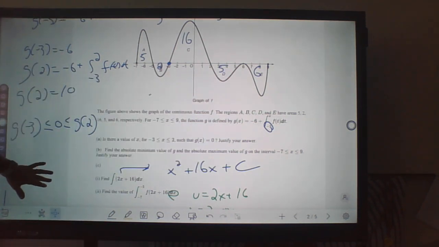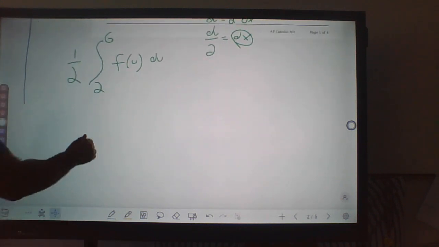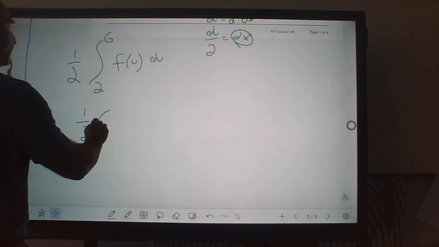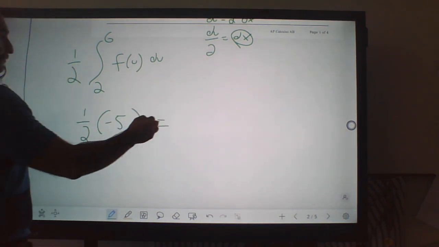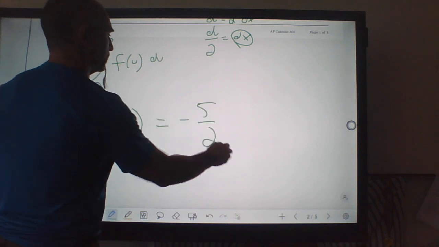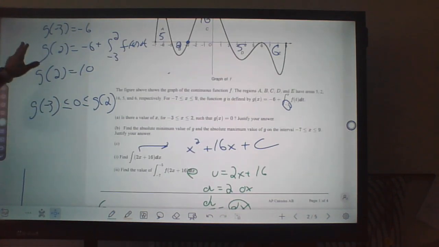So the area under the curve from 2 to 6 is -5. So that's 1/2 times -5. And you could leave that as the answer. But if we want to simplify it, clean it up a tiny bit, -5/2, and that's the answer to 2.